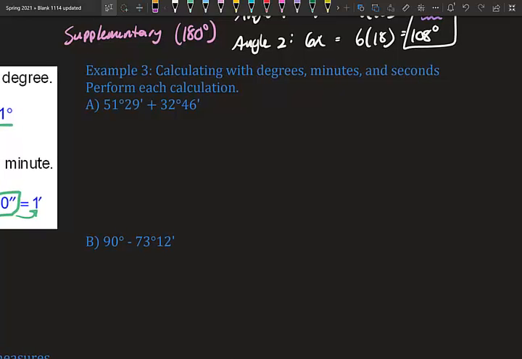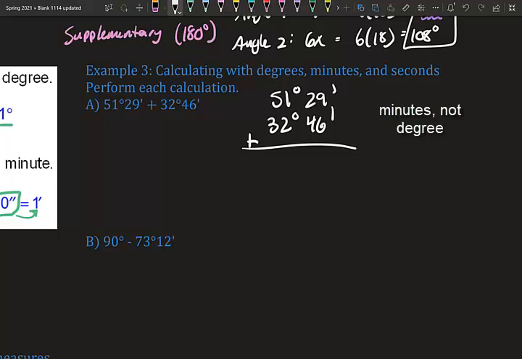All right, so perform each calculation. We have 51 degrees, 29 minutes, and then we have 32 degrees, 46 minutes. So we're going to add these how we usually add numbers. Just how we do everything in math, like terms go together: x goes with x, y goes with y, degrees go with degrees, minutes go with minutes, seconds go with seconds.